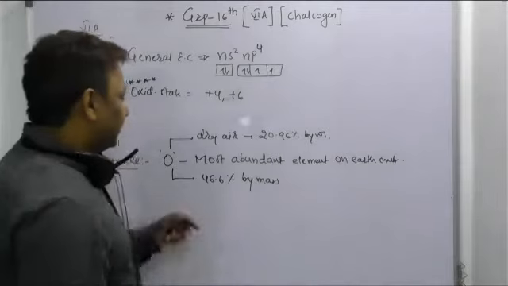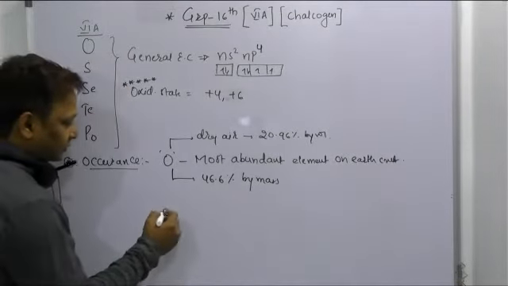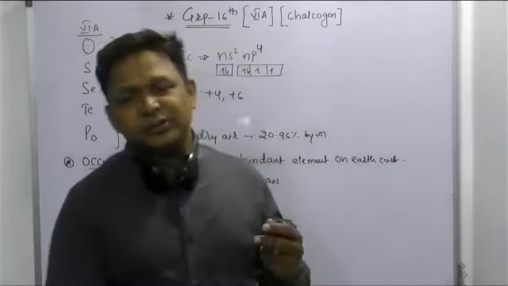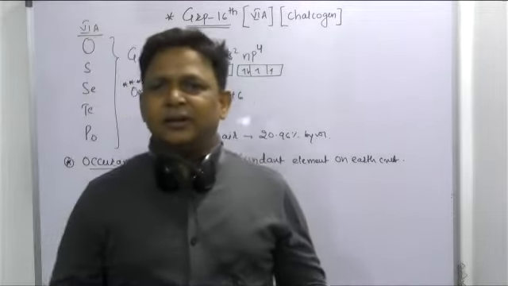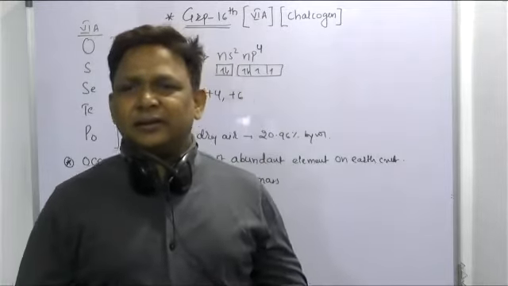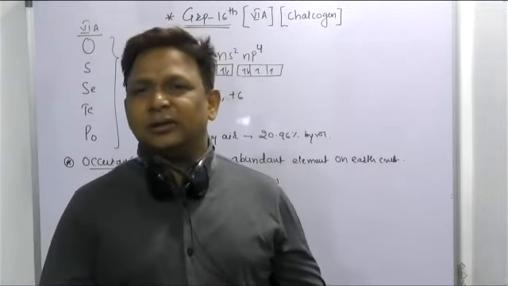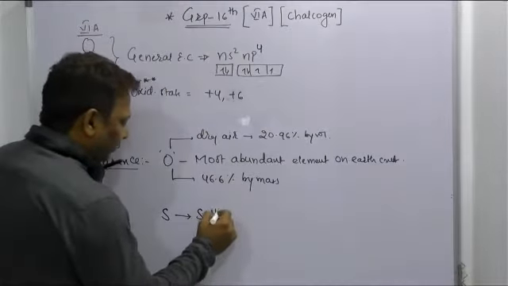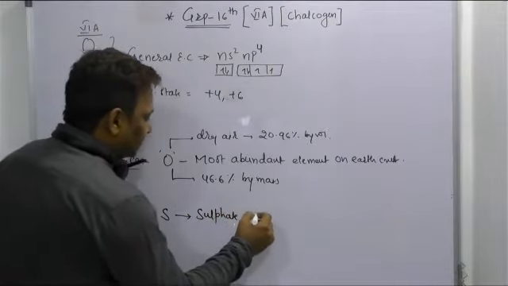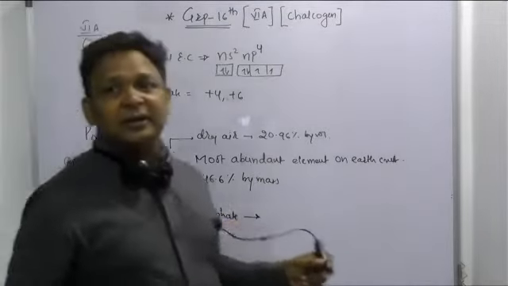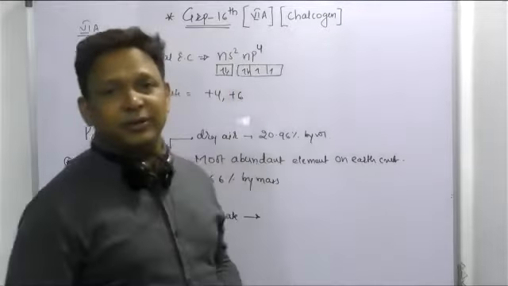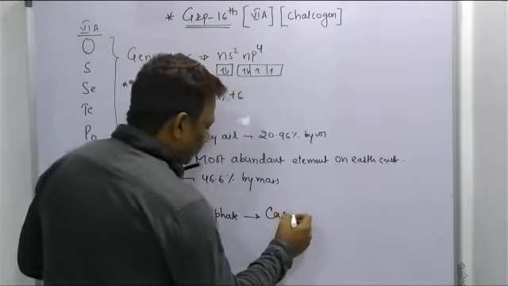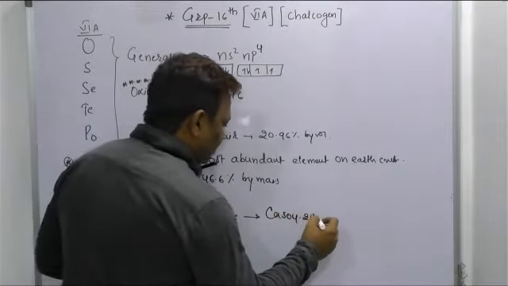Now, the second element after oxygen is sulfur. But how does sulfur exist? It is also an abundant element on the earth crust. Mostly it exists in the combined form as sulfates. Let me tell you some examples and their common names. Calcium sulfate dihydrate, CaSO4.2H2O, is commonly called gypsum.